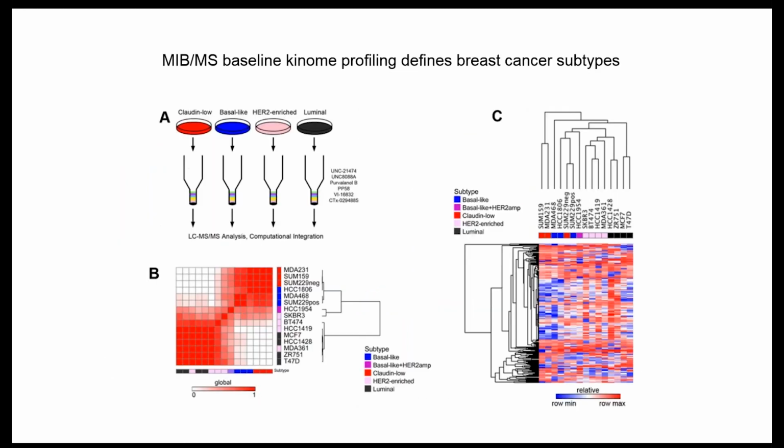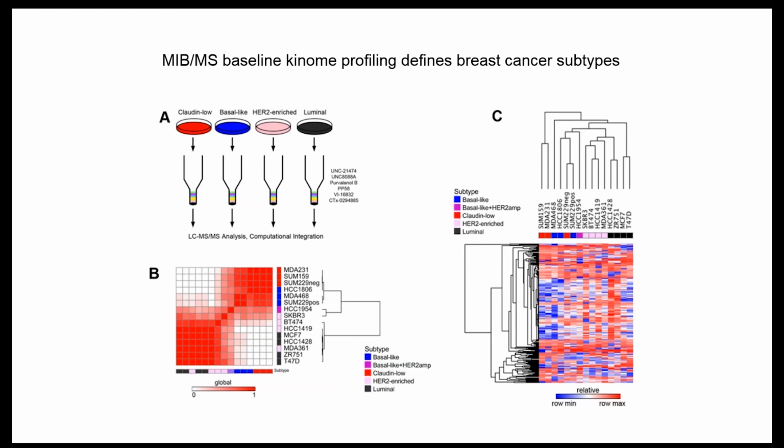Now, if we just look at baseline kinome profiling, so we're looking at functional kinases, not with a drug perturbation or some stimulation, but just baseline in cell lines. We have the claudin low, the basal, the HER2, and the luminal. If you look at B in this general heat map, what you can show is that you can subtype breast cancers simply by their baseline kinome profile.